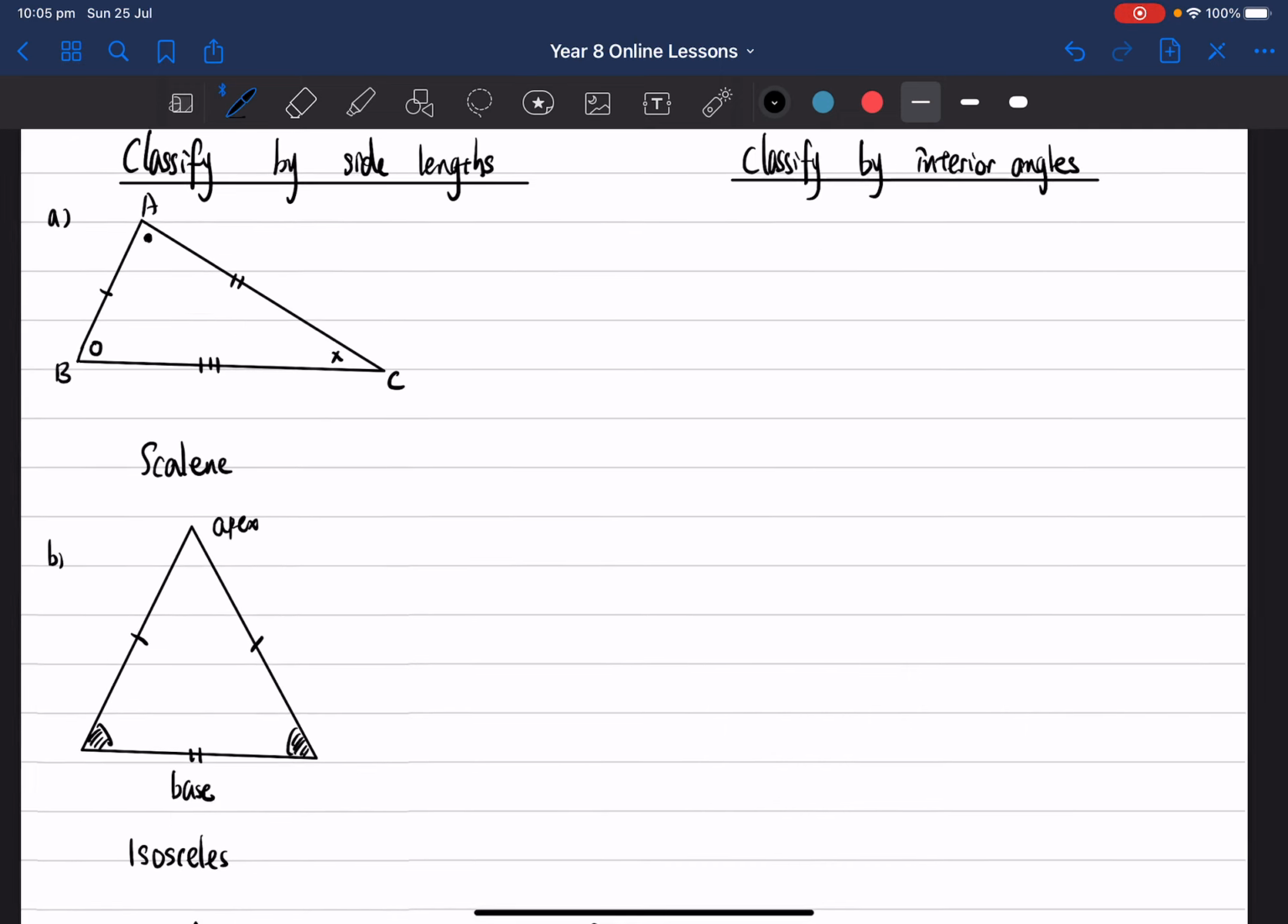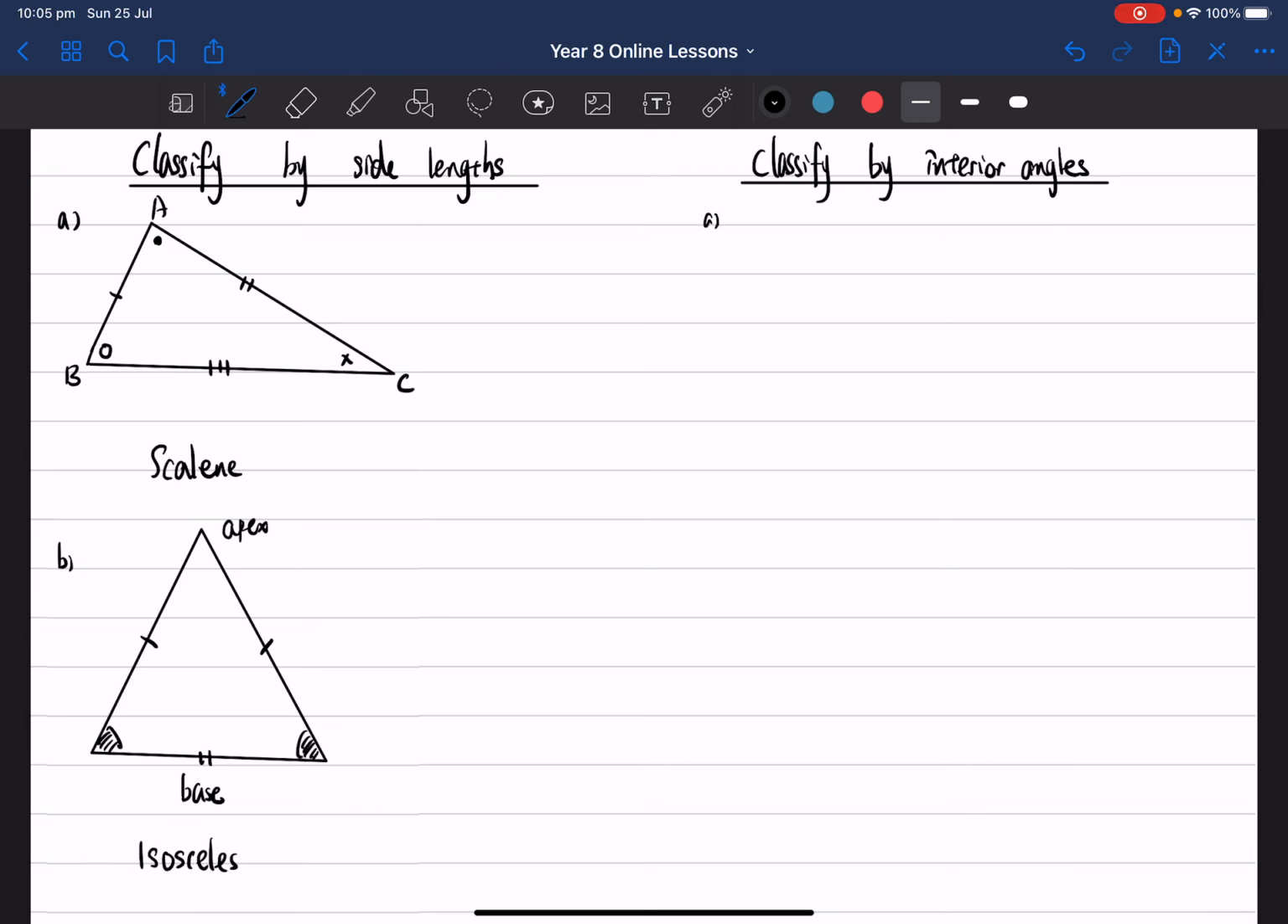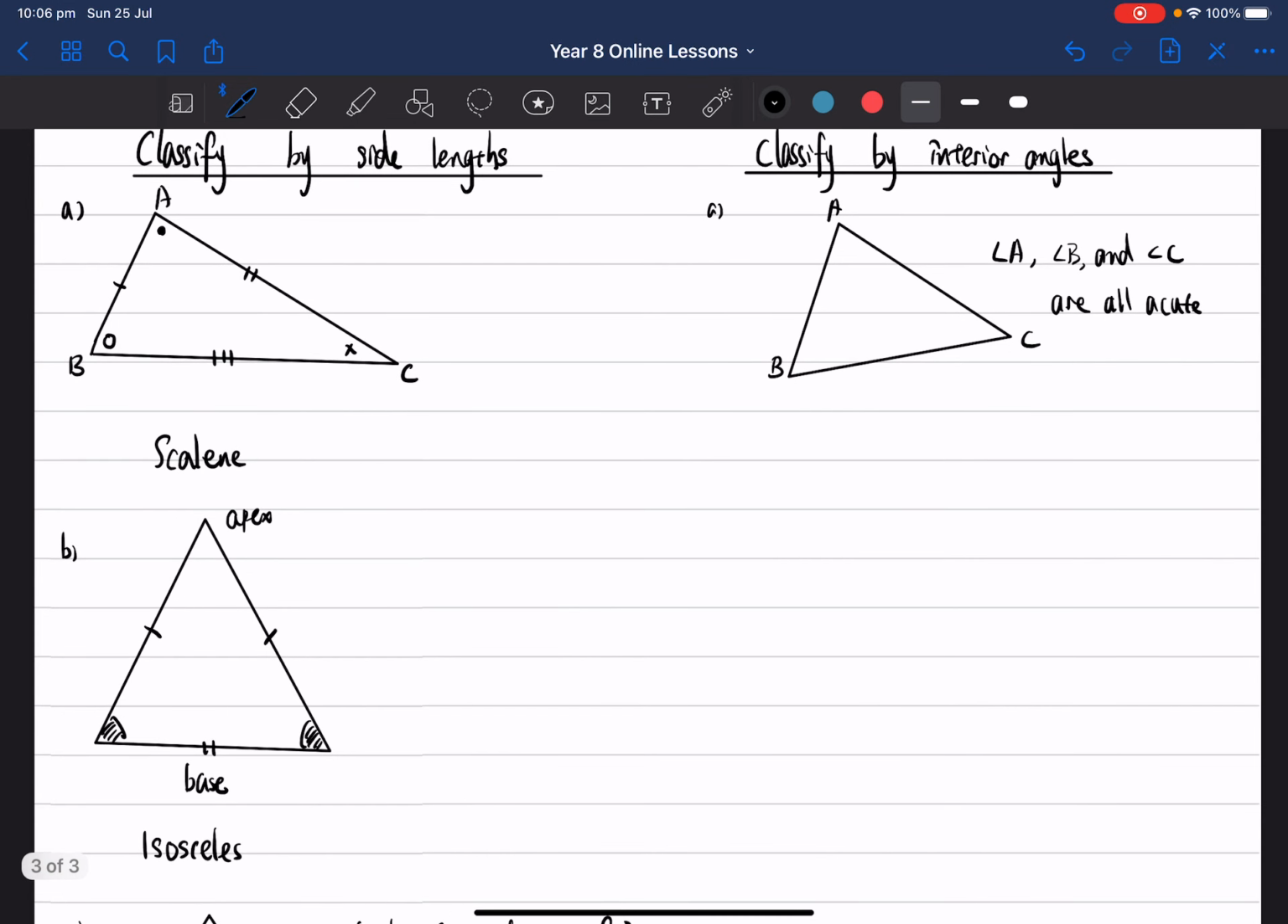The first one is a triangle called acute angled, where all angles inside the triangle are acute angles. So with triangle ABC, angle A, angle B, and angle C are all acute. So that's called an acute angled triangle.